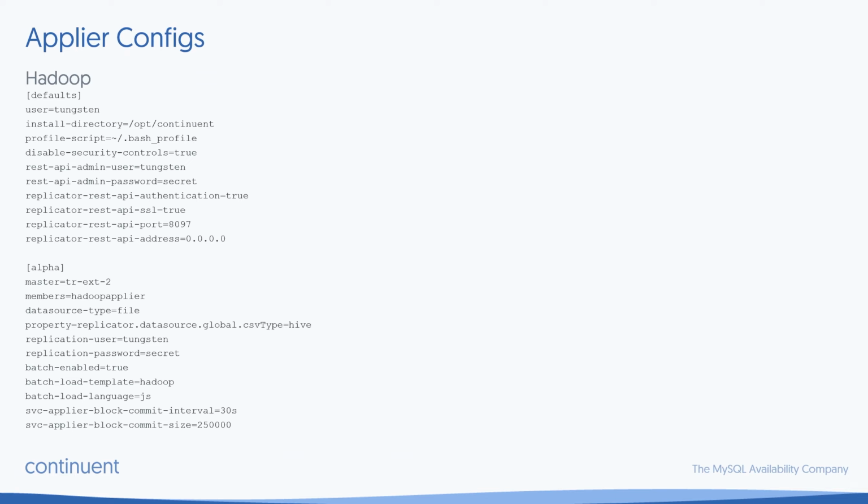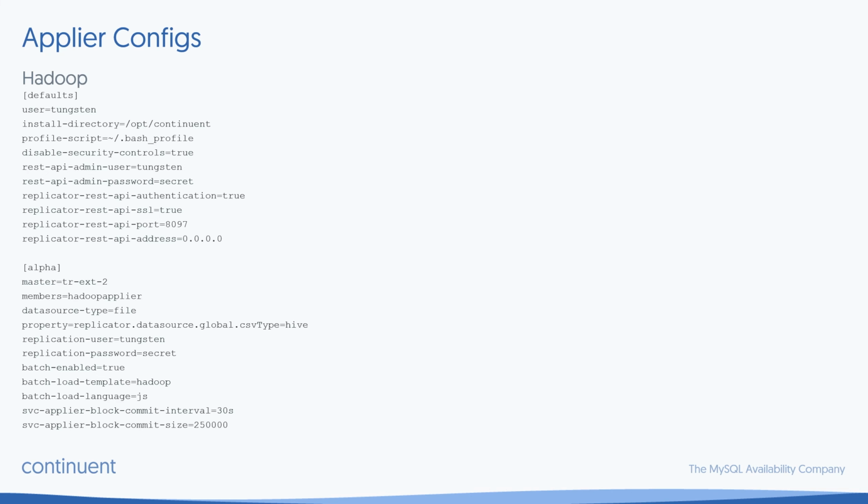For Hadoop, same defaults. This time on the service blocks, we have the data source type is file because we're writing to that HDFS. The replicator data source global CSV type is Hive. And then you have the properties there, the batch enabled, the template Hadoop, and the JavaScript load language again. So that's your Hadoop style configs.